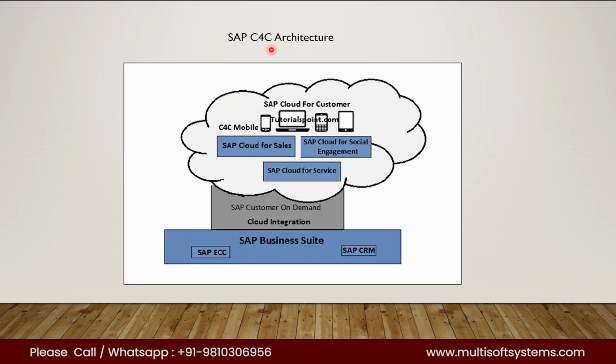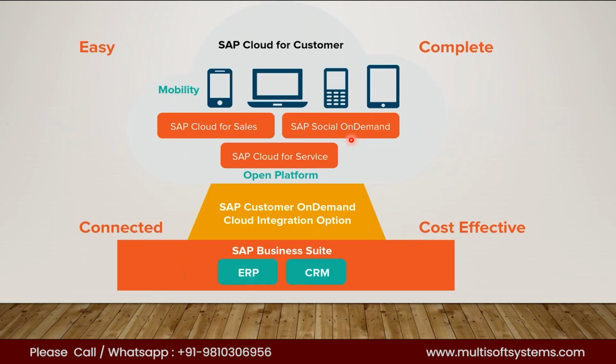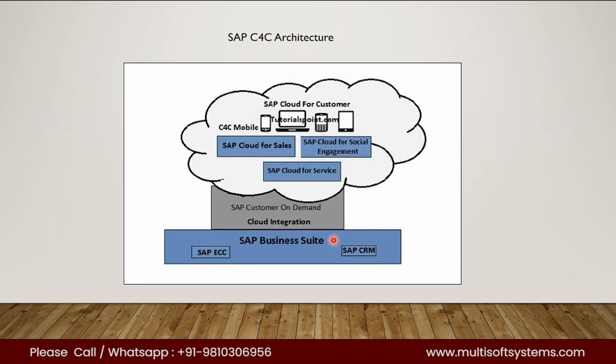So this is the C4C architecture, which is taken from Google. If you compare it with this one, this is the same thing. It's like SAP Business Suite, customer on demand, integration, and this cloud-based system. This is, I can say, the C4C architecture. Okay, just have a look at this picture so that I can move on.